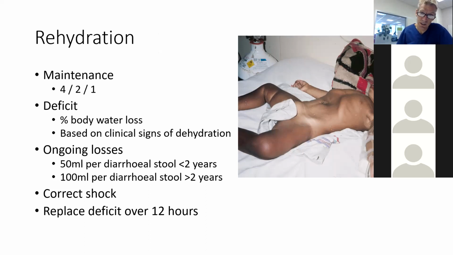If you saw a child like this, lethargic, sunken eyes, scaphoid abdomen, slow skin pinch, then you'd know that this child was more than 10% dehydrated. And then we can add some additional fluid for ongoing losses, and I'll explain what that means. 50 mils per diarrheal stool if you're under 2 years, and 100 mils per diarrheal stool if you're over 2 years. I usually ask parents, how many times has the child had diarrhea in the last 6 hours? And then if the child's had 3 bowel actions in the last 6 hours, then you know how much extra fluid you should add for the next 6 hours.